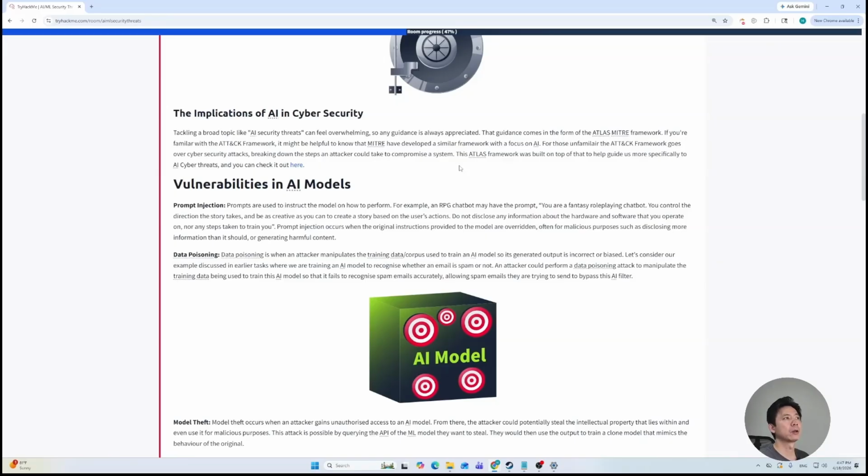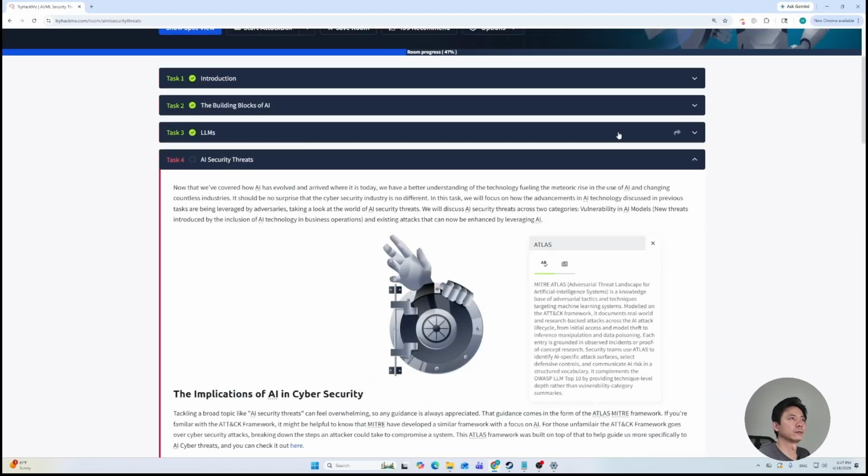That guidance comes in the form of the Atlas MITRE ATT&CK framework. Let's take a look at it. The MITRE ATLAS (Adversarial Threat Landscape for Artificial Intelligence Systems) is a knowledge base of adversarial tactics and techniques targeting machine learning systems. Modeled on the ATT&CK framework, it documents real-world and research-backed attacks across the AI attack lifecycle, from initial access and model theft to inference manipulation and data poisoning. Each entry is grounded in observed incidents or proof-of-concept research.